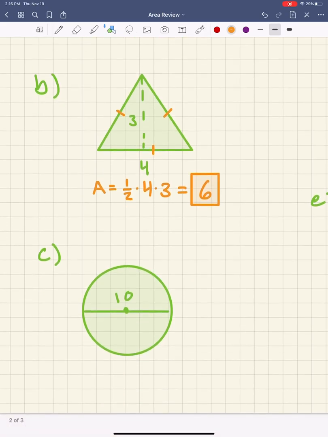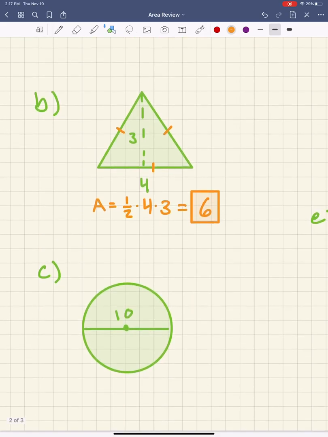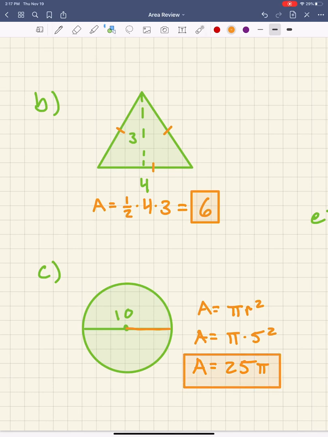All right, scrolling down to letter C. Letter C gives us a circle, and then it gives us a diameter. Remember that the area for our circle is going to be area equals pi r squared, where r is the radius. Well, they gave us the whole diameter, but we can quickly figure out that the radius would only be half that much. So then that's just going to be area equals pi times 5 squared, which gives me the area equal to 25 pi, and you can leave it in terms of pi, so we don't need to evaluate that using the decimal, and so that's going to end up being our area there, 25 pi.